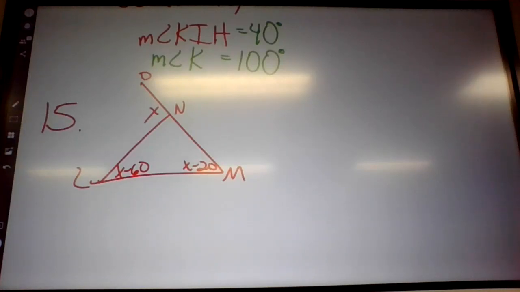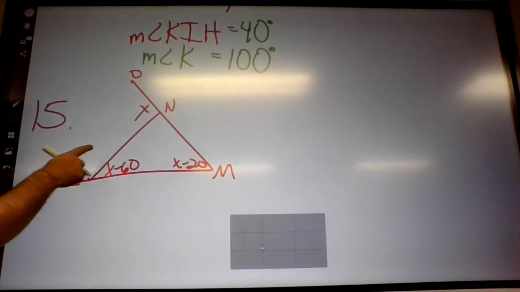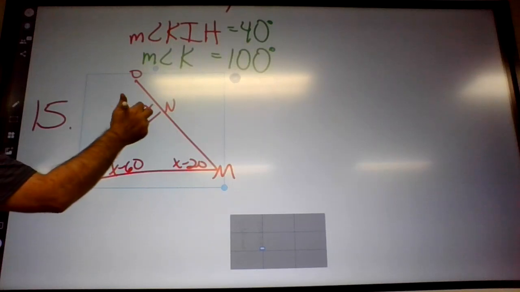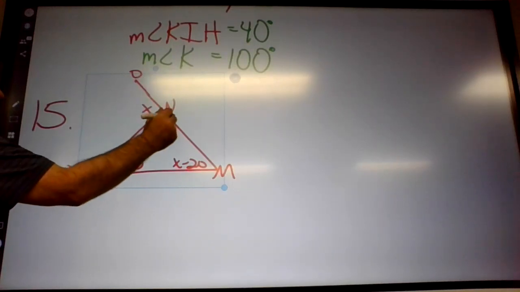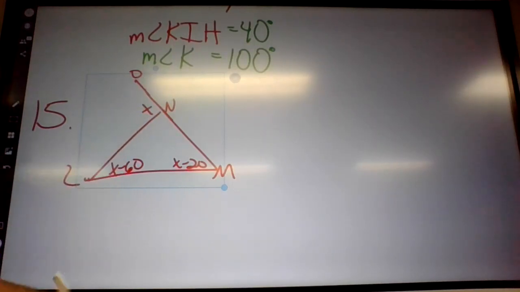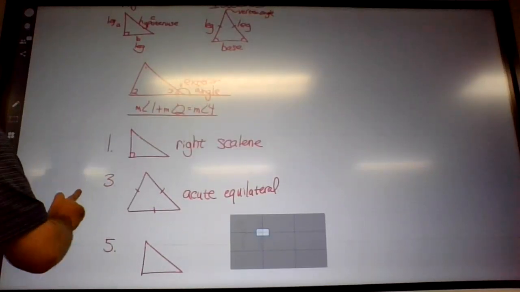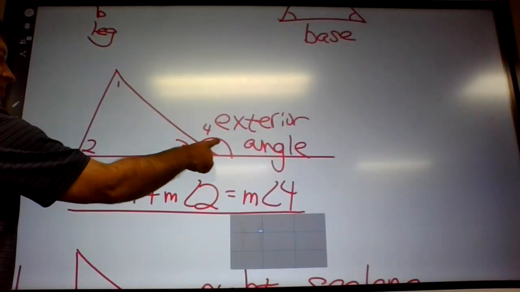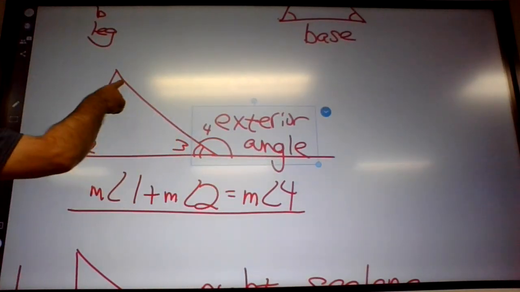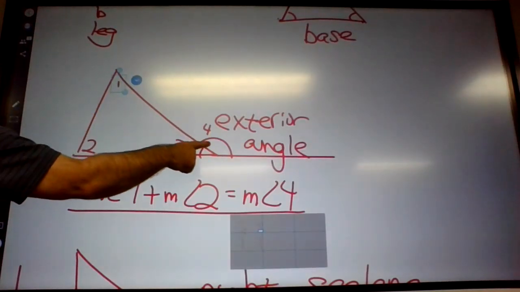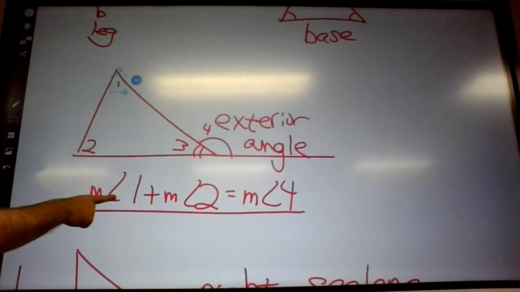All right, what do we know about these angles? What kind of angle is angle X up here? Remember what I called it? If it's outside the triangle? Exterior angle. What was the trick we learned about exterior angles? Exterior angles are equal to the sum of the remote interior angles. Like angle 4 is equal to angle 1 plus angle 2.